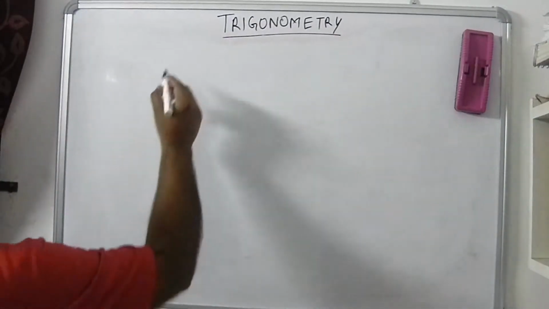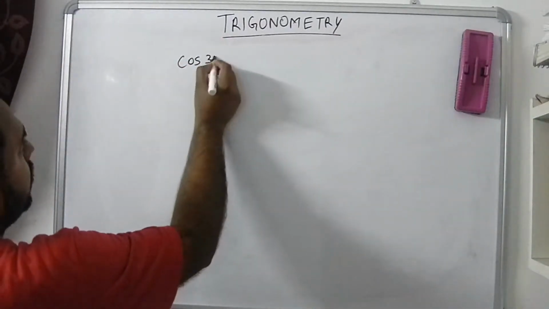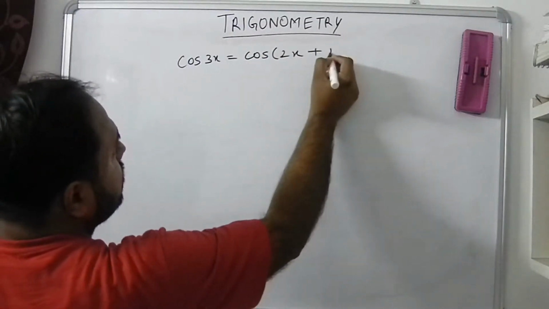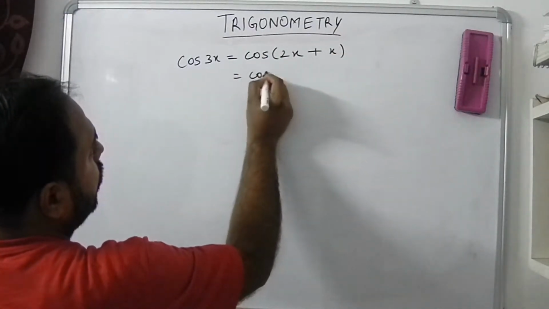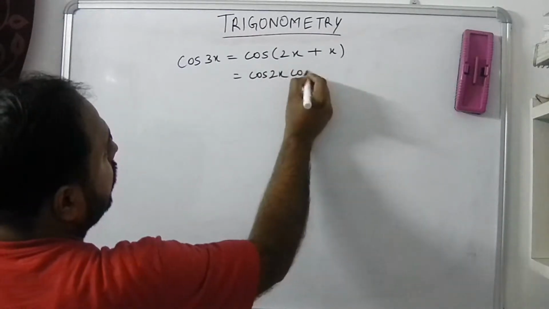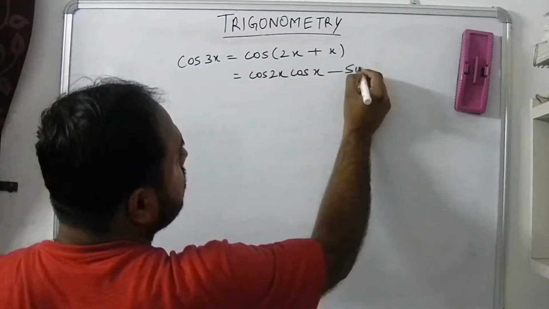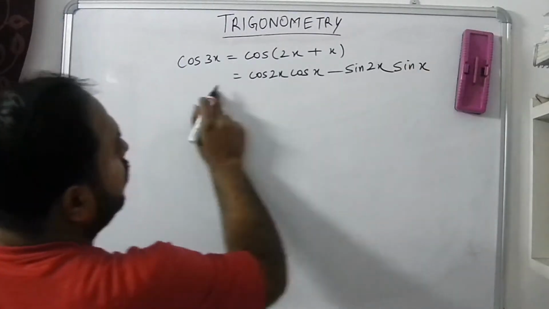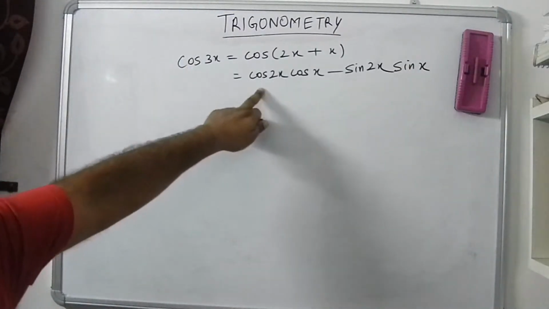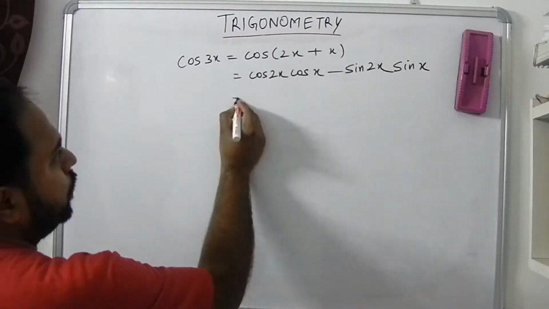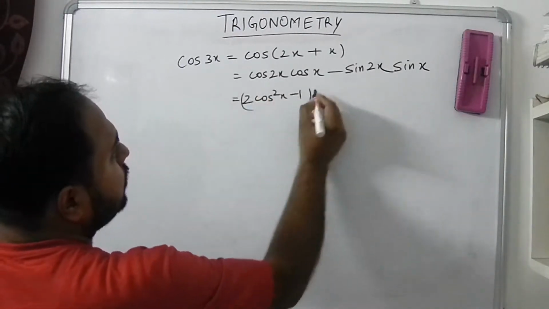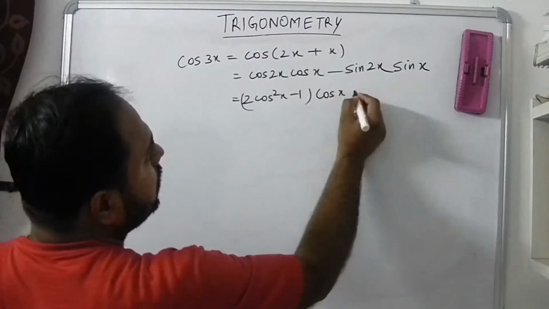Similarly, can we do it for cos 3x? Let's quickly do it. It's nothing but cos of 2x plus x. It is cos a cos b minus sin a sin b. Now we have to expand this. We are moving to cos, so I will expand cos 2x as 2 cos square x minus 1, times cos x, which comes as it is.